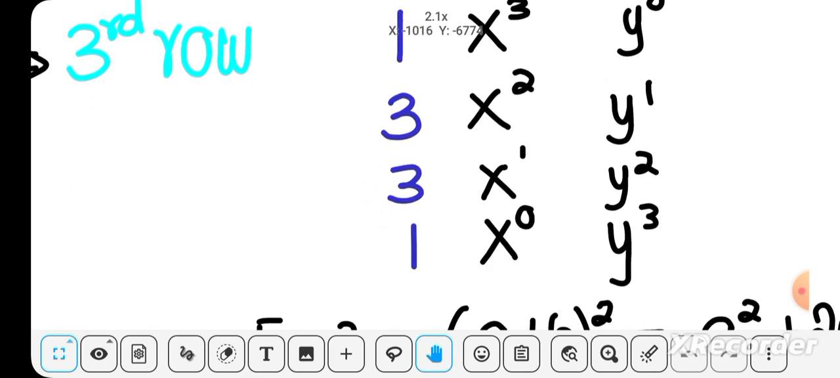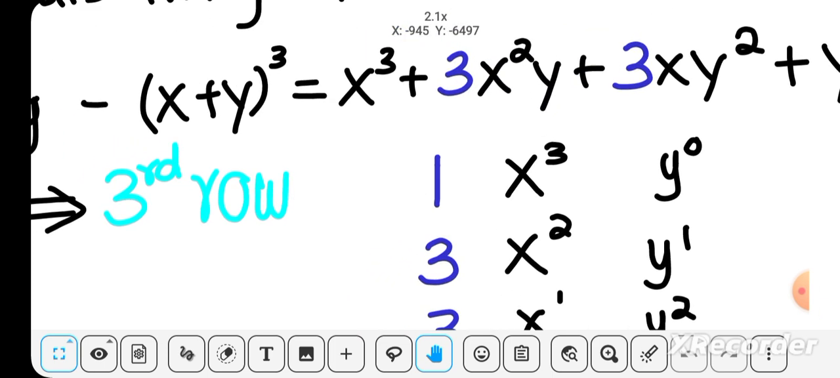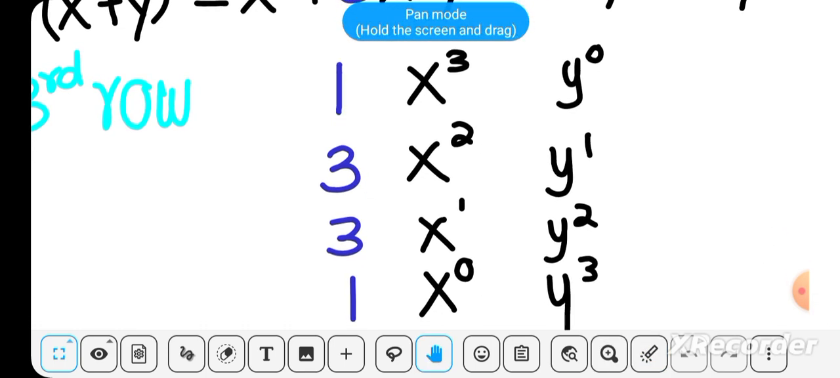So the thing we are going to do is write the remaining elements like this, in this manner. Alright, 1, 3, 3 and 1. That's the first step that we are going to do. The second step is we are going to write the first term's variable, which is x, in powers in the descending order, which means we are going to start with x cubed and work our way down to x to the 0th power, just like this. And then for the second variable, we are going to do the same but in the complete opposite.